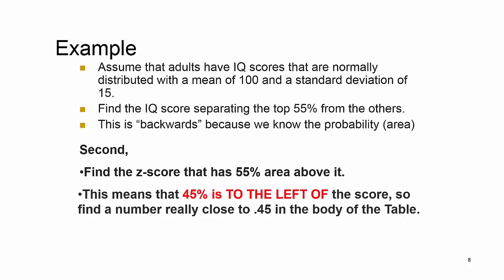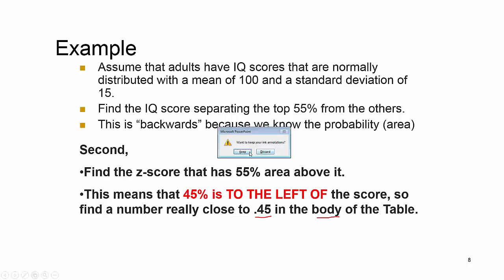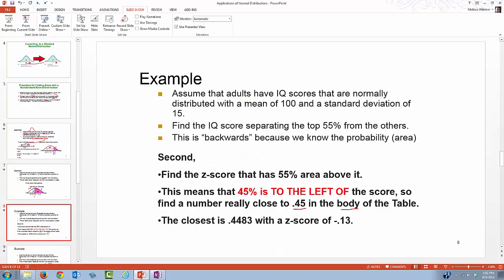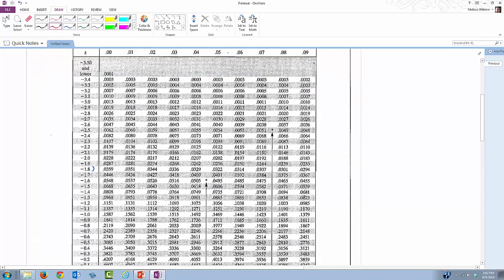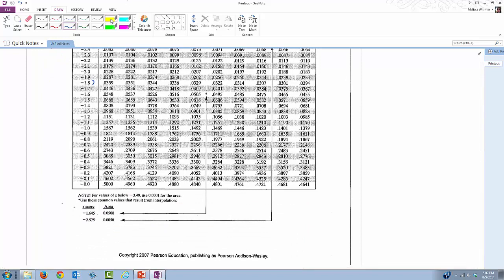Okay, so I'm going to look up in the body of my table the number really close to 0.45. And I know it's on the negative side of the z-scores because I drew my picture already. So let's go ahead and look at that on the z-score table. I need to go to the negatives, and I'm going to scan through and look for 0.45. Notice that all of these areas have 4 decimal places, so I'm looking for 0.4500, the closest that I can find to that. It's going to be down here at the bottom. As I'm scanning through, I see 0.4522 and 0.4483.